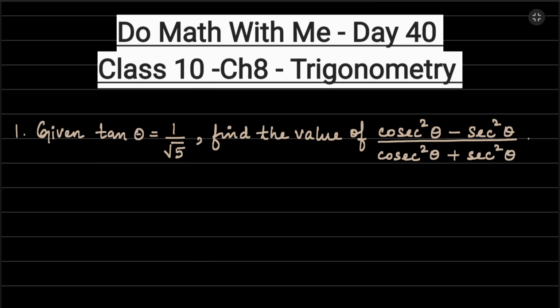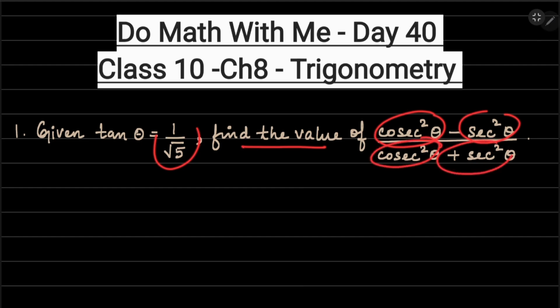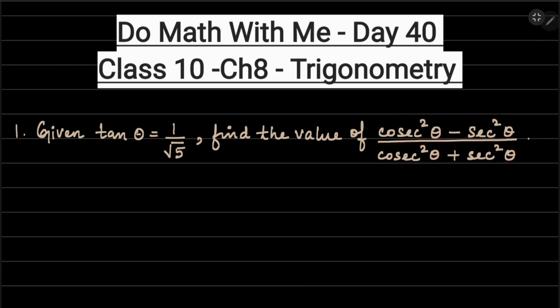Let's get started. The first question for the day is, given tan theta is equal to 1 by root 5, you have to find the value of cosecant square minus secant square divided by cosecant square plus secant square. So cosecant and secant, you should know an identity which relates cosecant with cot, secant with tan, right? So let's get started.